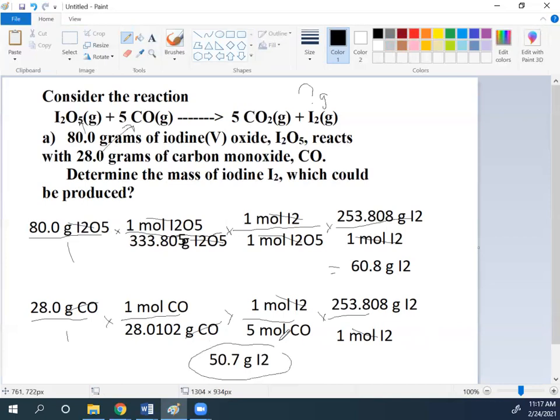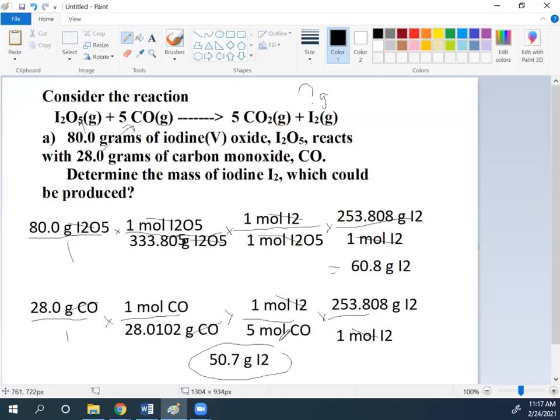I can ask two other questions to this problem, okay? Right now. What is the limiting reactant or the limiting reagent? The limiting reactant is the reactant that limits what I can make. So what reactant gave me the smallest number? Carbon monoxide. So I can say carbon monoxide is the limiting reactant, okay? What is the excess reactant? What's left over? What reactant's left over? I2O5. Because if I used up all my CO, what's the only thing that's left? I2O5, okay?